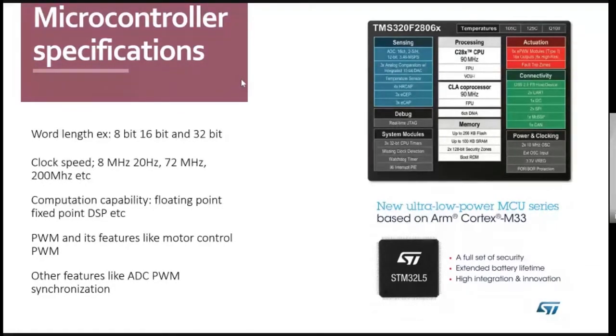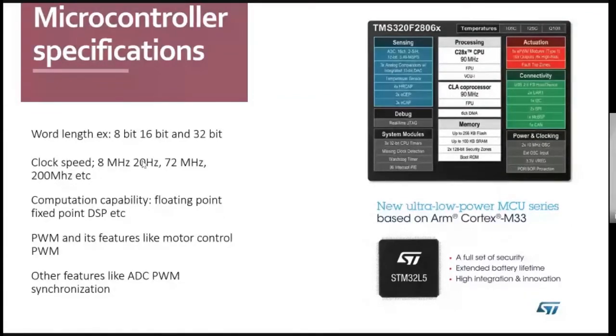Then clock speed, the second parameter to be considered. When we go to buy a PC, we check the clock speed, how much frequency it will run at: 2.4 gigahertz, 2 gigahertz, 2.8 gigahertz or something. Here there is a wide range of frequencies available. Low frequency microcontrollers are available at lower power, and higher frequency ones, starting from 20 megahertz. 72 megahertz and 200 megahertz microcontrollers are what we normally use.